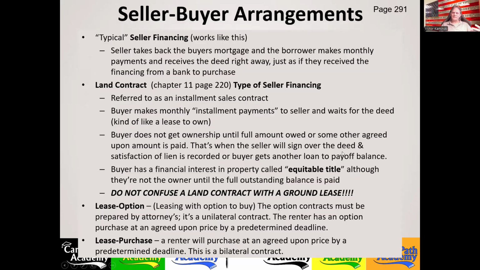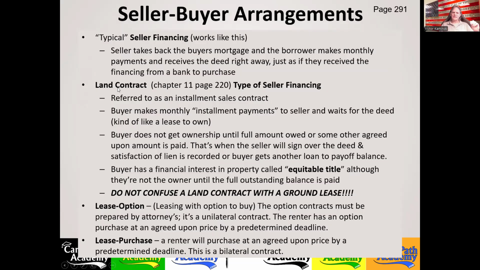But until they do that, the renter buyer has been making their payments towards the ownership of the real estate. They have something that's called equitable title. So they're more than a renter, but less than an owner, because those payments they've been making as a renter also go towards the ownership. So they're probably making higher monthly payments than a normal renter would, because that extra money goes towards the purchase.